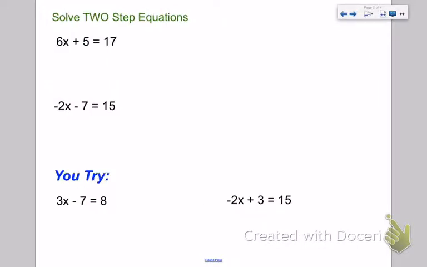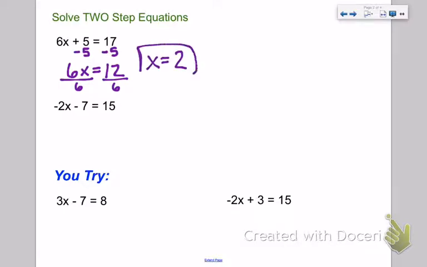For more two-step equations, these two are very similar to the last ones we did. We start with the non-variable term by subtracting 5 from both sides. We end up getting 6x equals 17 minus 5, which is 12, and then divide both sides by 6. We are left with x equals a positive 2.